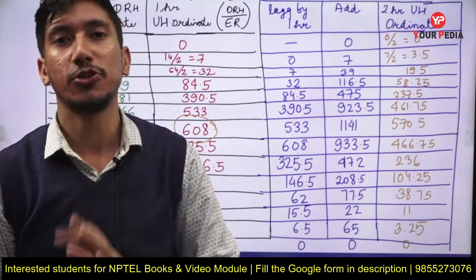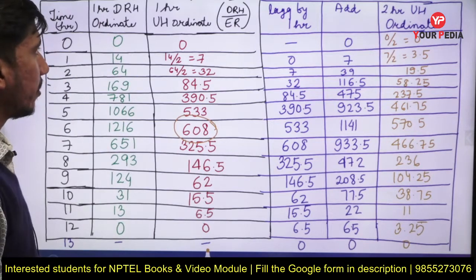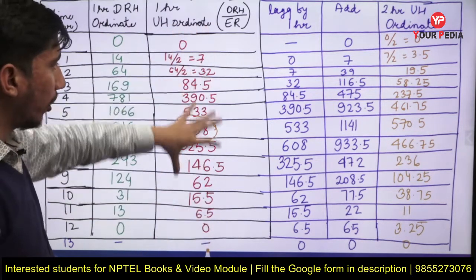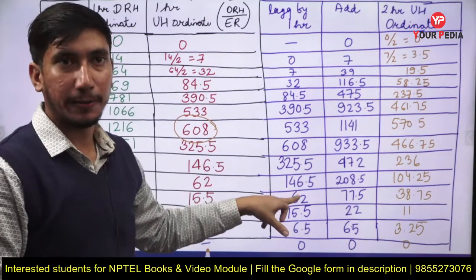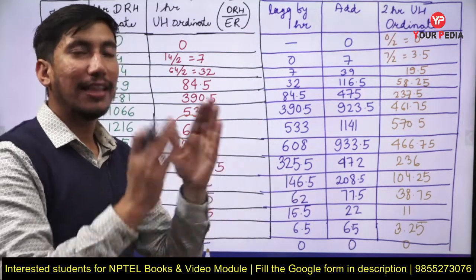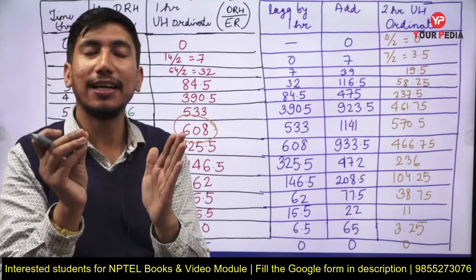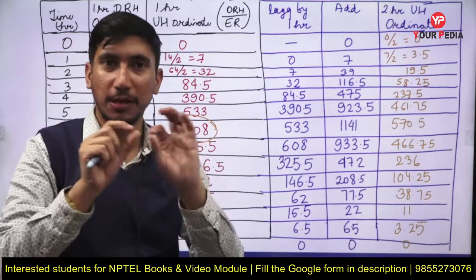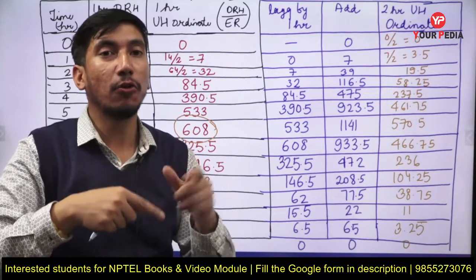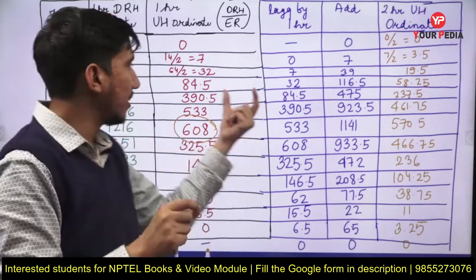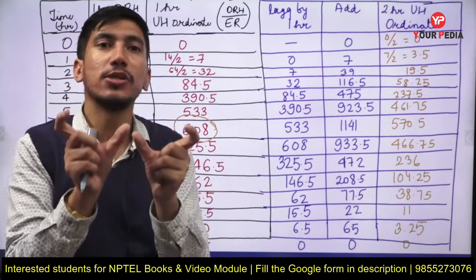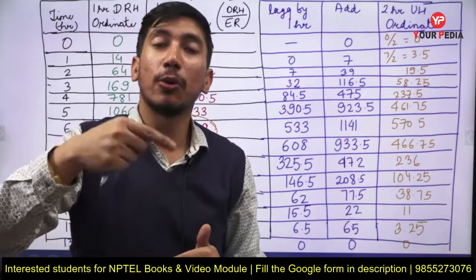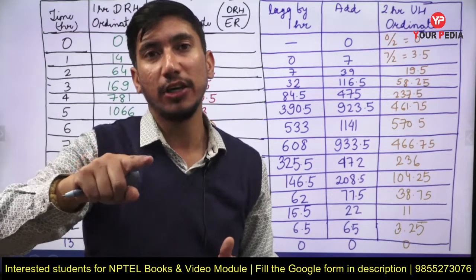I have to use the superposition principle. So with the superposition principle, I will lag the ordinates of this UH by 1 hour, and then I add both. What I get is that the whole duration becomes 2 hours now, but the effective rainfall is 1 centimeter plus 1 centimeter, so 2 centimeters. But for the UH, what is the effective rainfall? 1 centimeter. So I have to again divide these ordinates by 2.